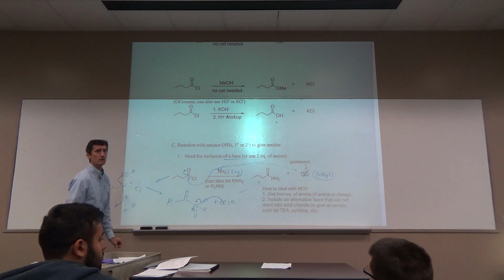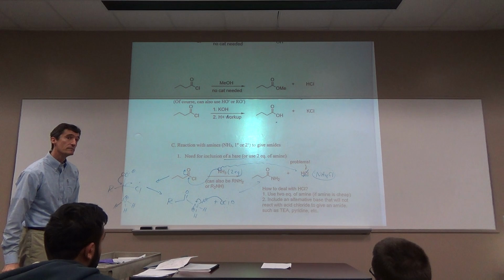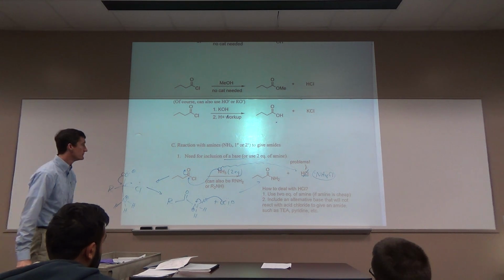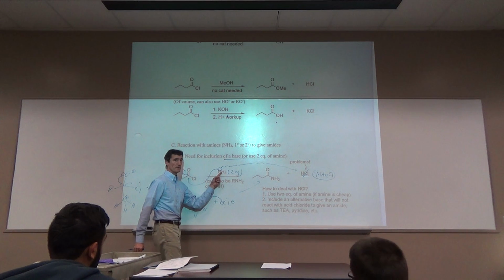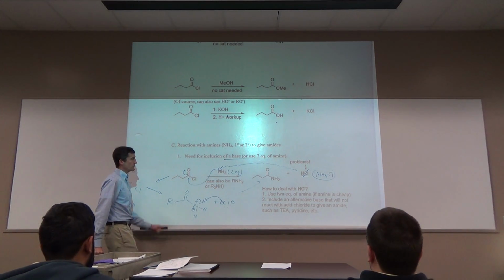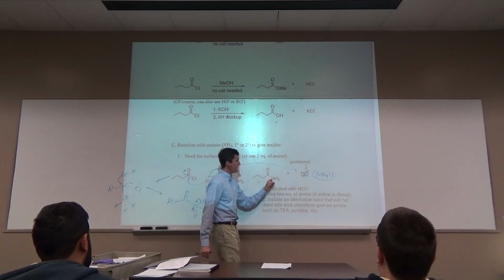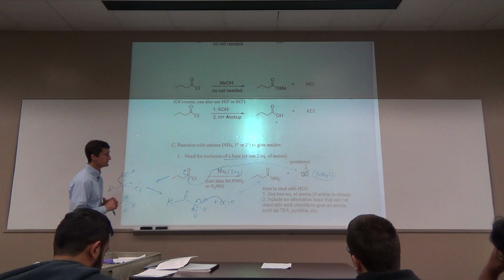Question: isn't the lone pair on the amine group not basic because it's next to a double bond for electrons? No, I didn't say the amide was basic. I said the amine was basic. So if you use two equivalents of ammonia, you would make your amide plus ammonium chloride. Okay?